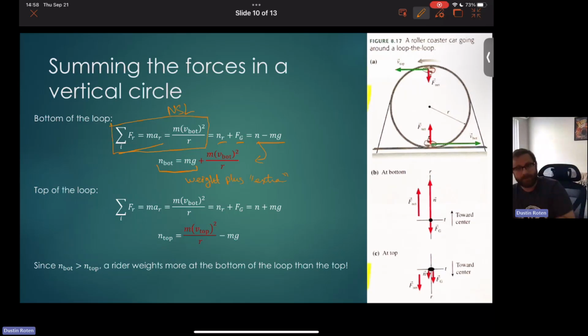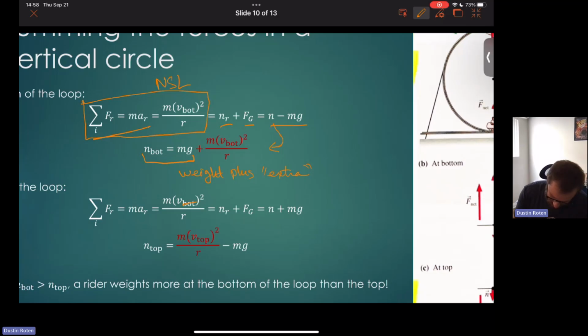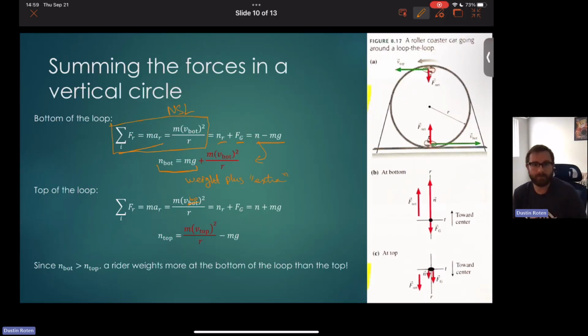Now, at the top of the loop, we can do the same thing again. Oops, we need to write this as top, not bottom. There we go. So at the top of the loop, what we're seeing when we sum the forces, okay, same thing again, we can solve for the normal force because we want to think about the weight that someone might be experiencing. Turns out it's the difference between the two. Okay, so instead of adding your weight plus centripetal force, we have the difference between those two, and that's going to be less than what we feel at the bottom.